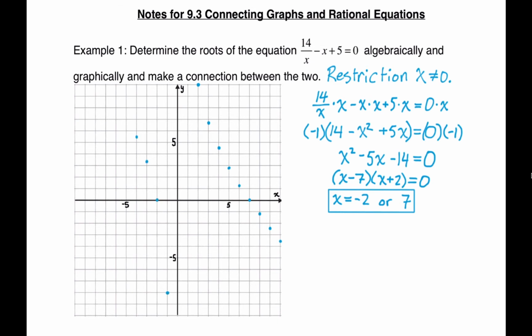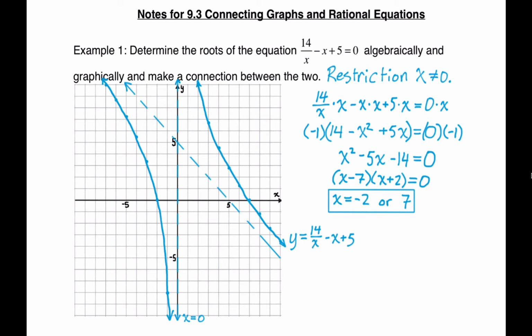And now here's what it looks like graphically. If we graph the left-hand side of the equation, the 14 over x minus x plus 5, that function looks like this. So if we make a table of values and connect all those points into a nice smooth curve, you'll notice that this function, y equals 14 over x minus x plus 5, has a vertical asymptote at x equals 0, and it has an oblique asymptote, which is y equals -x plus 5.